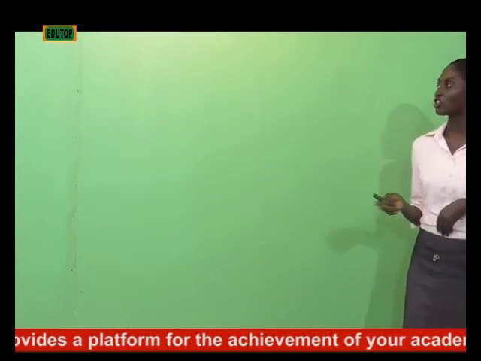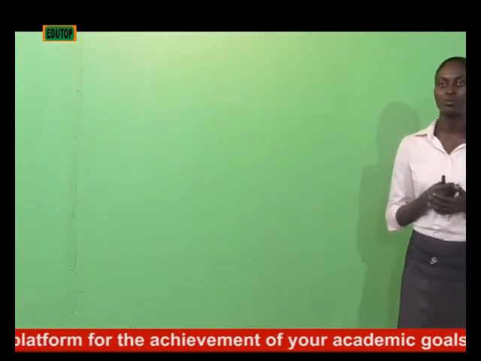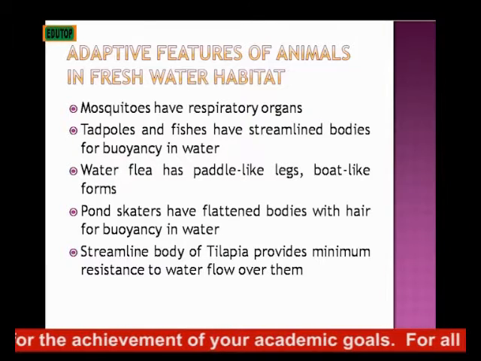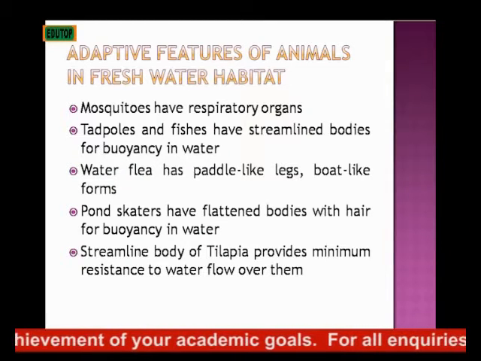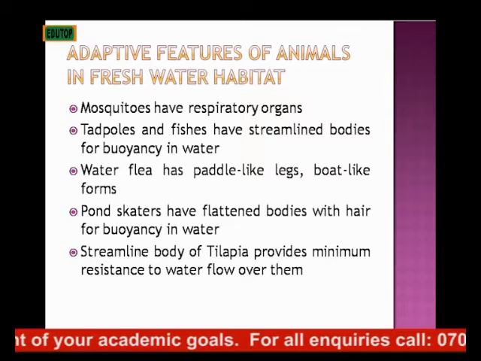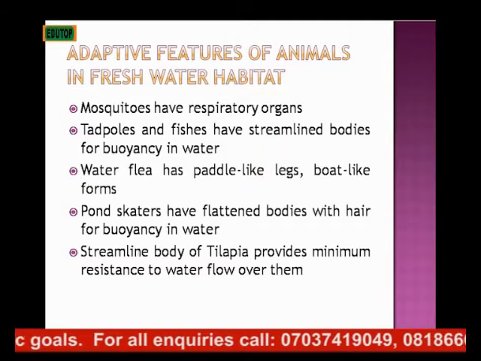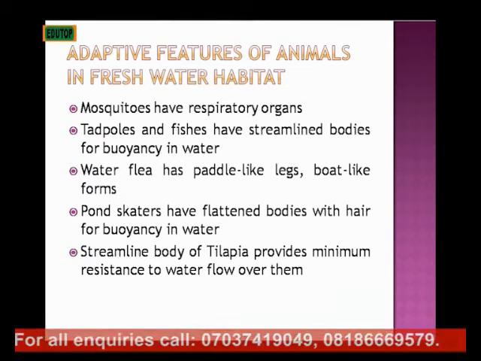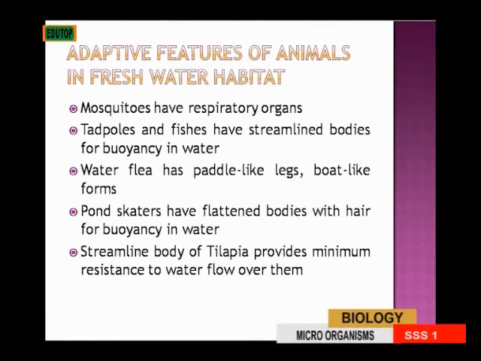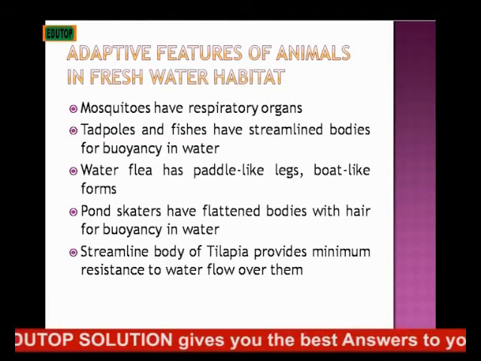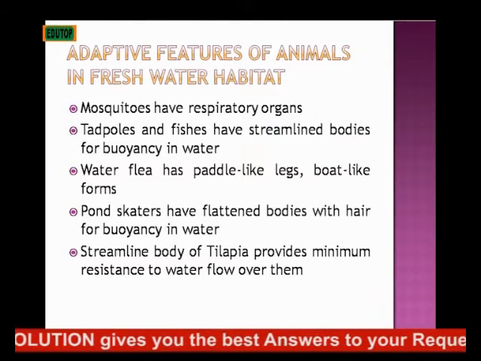The adaptive features of animals in freshwater habitats. The first is that mosquitoes have respiratory organs, so they are able to respire even in the water. Then tadpoles and fishes have streamlined bodies for buoyancy in water. They are able to move and do their activities in the water because of their streamlined body.